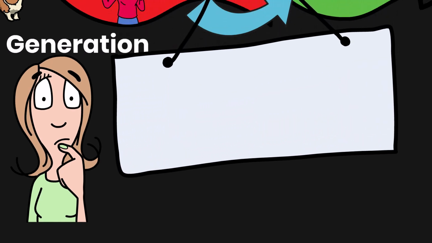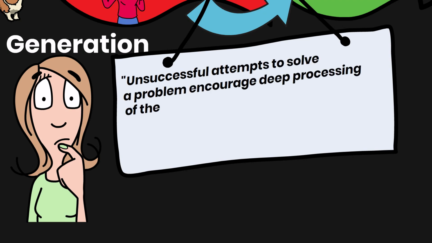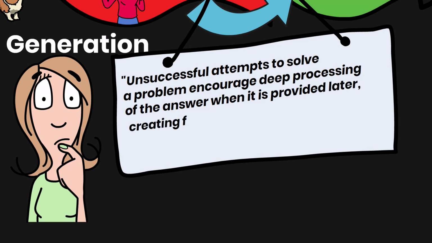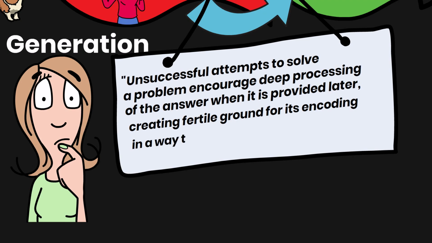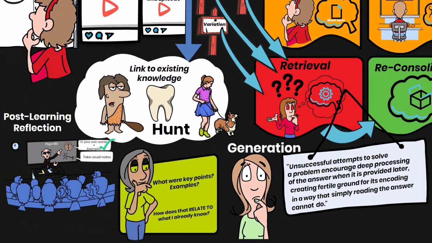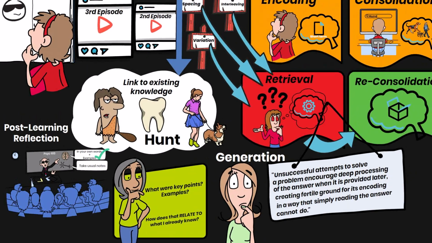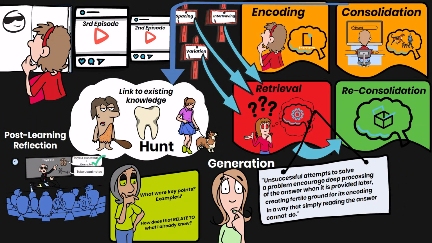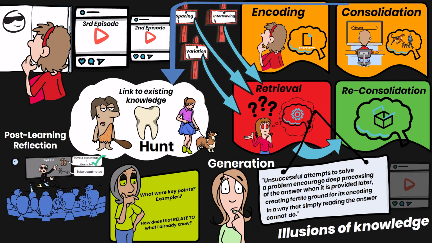The authors of the book express it this way: unsuccessful attempts to solve a problem encourage deep processing of the answer when it is provided later, creating a fertile ground for its encoding in a way that simply reading the answer cannot do. So, reflecting the right way, which is a way to test yourself, and generating the answer by yourself, which is another way of pre-testing yourself, embedded in a spaced, interleaved, and varied approach, make you avoid illusions of knowledge, which is the content of the fourth video of the series, the episode I enjoyed writing the most.